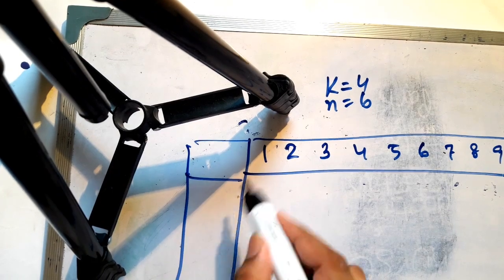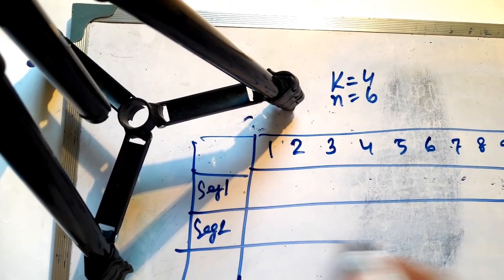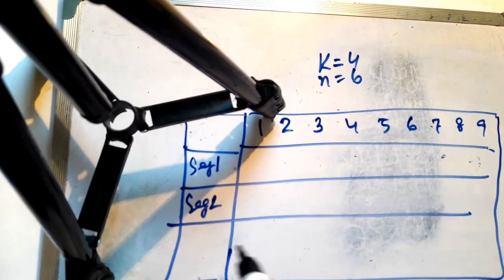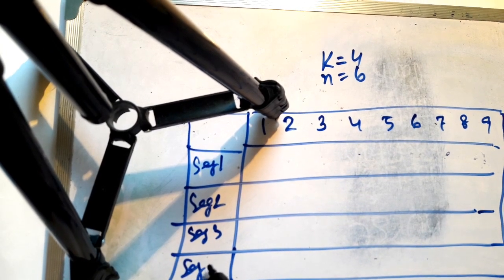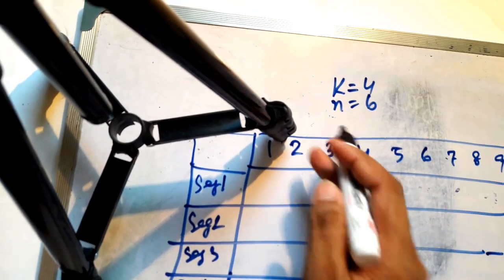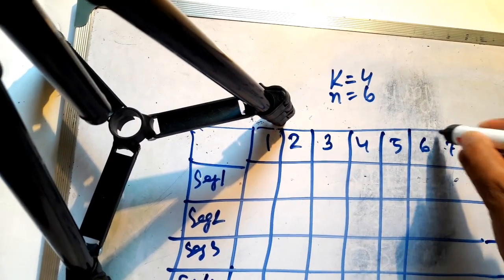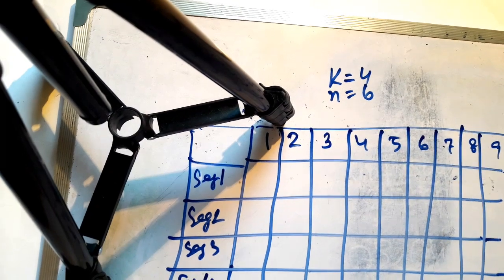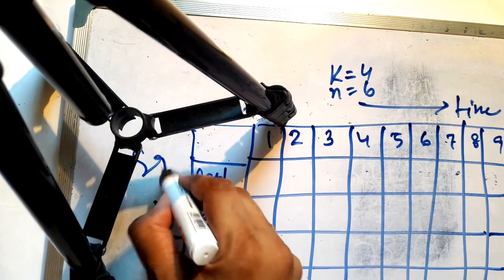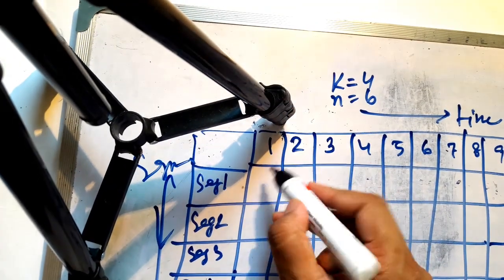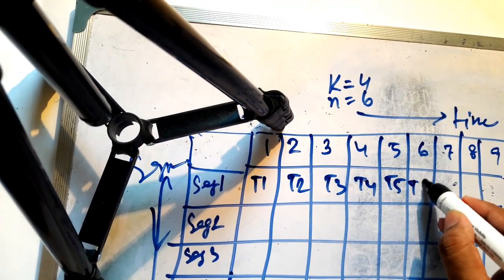First of all, this is the time and these are the segments. We have to perform segment 1, segment 2, segment 3 and segment 4. There are 4 segments in the space-time diagram according to the time and segment. This is time and this is segment. There are 6 tasks: T1, T2, T3, T4, T5, T6.